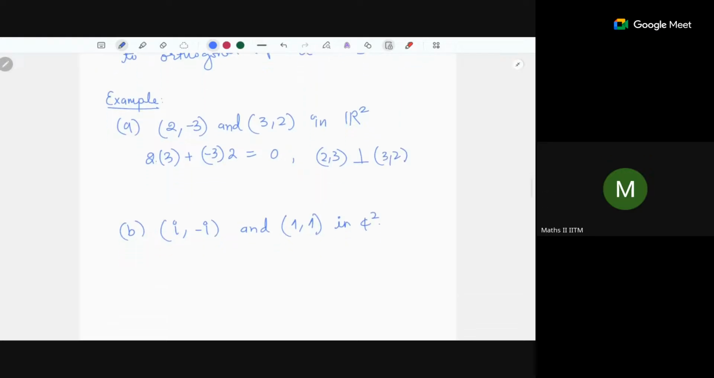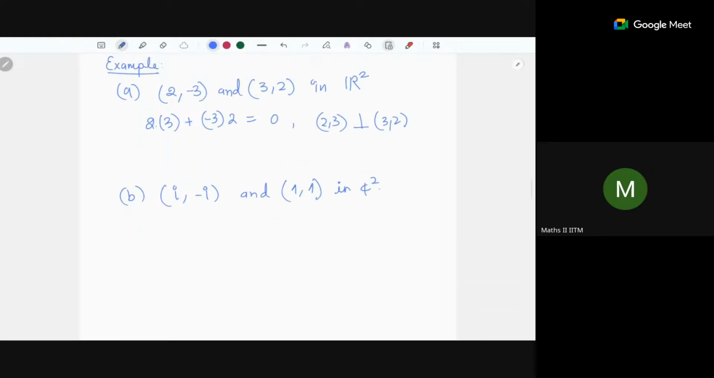Now look at this example also. Are these two vectors orthogonal in C2? Again, if you multiply, you will get i minus i. So it is 0. So they are also orthogonal to each other in C2.